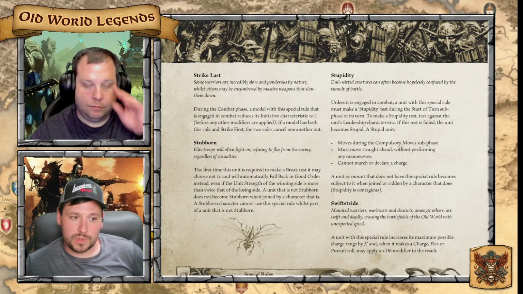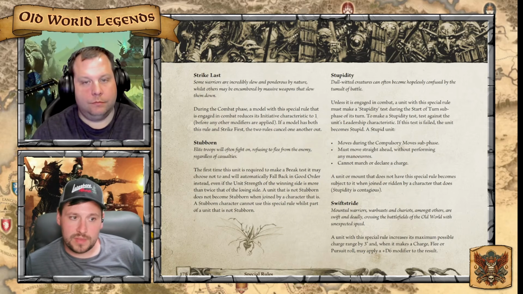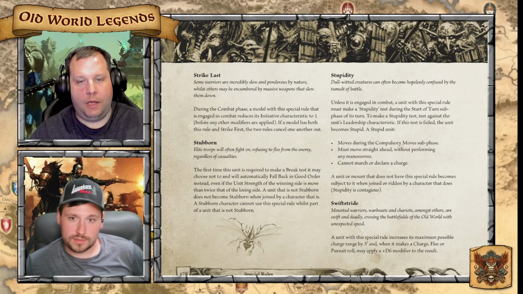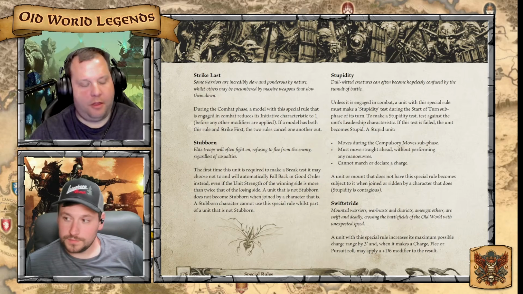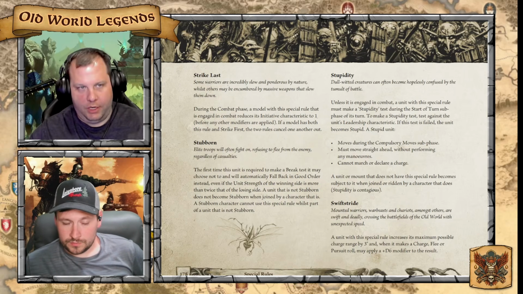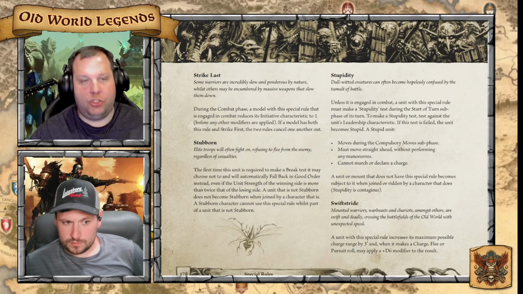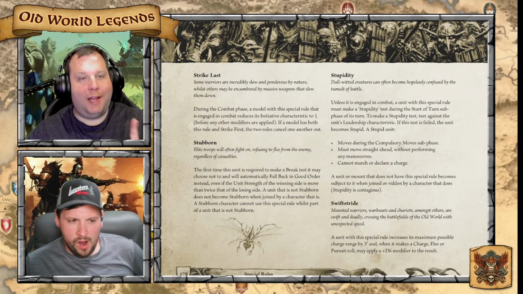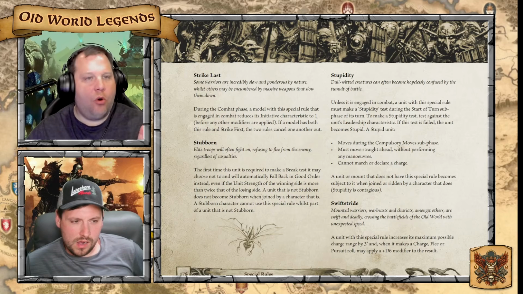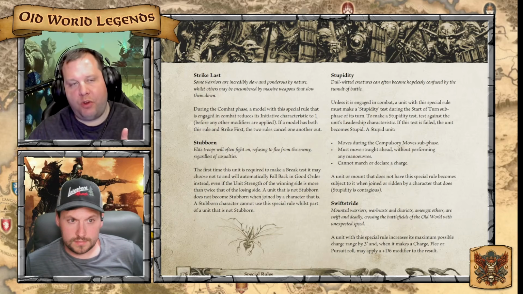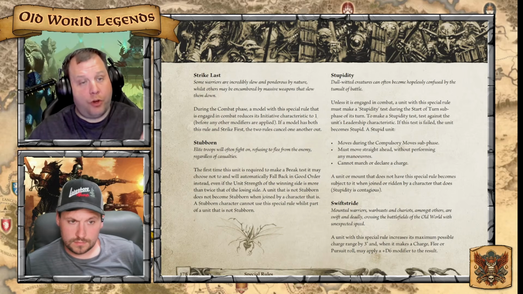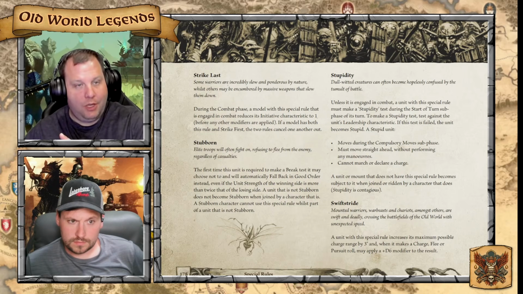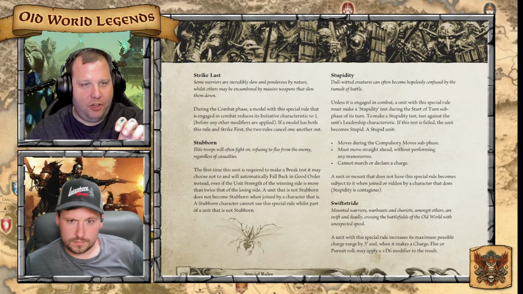I think Stubborn is one of my favorite rules on an anvil. It's possibly even better than Unbreakable in my mind. The things I like about the way they've constructed it in this edition are two parts. The first part is that it triggers the first time you're required to make a break test. It's not just any time, or the first time you choose, it's the first time you're required. So this creates a trigger point for your opponent to try to get it out of the unit.